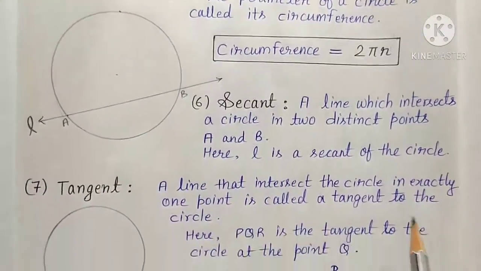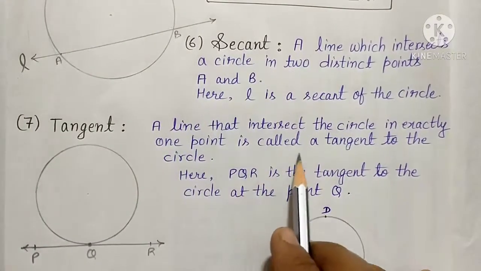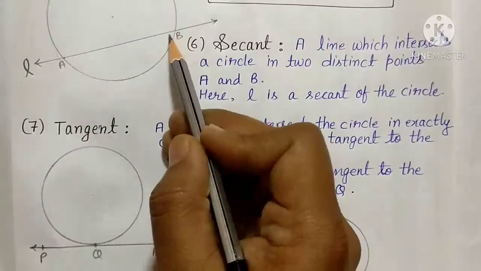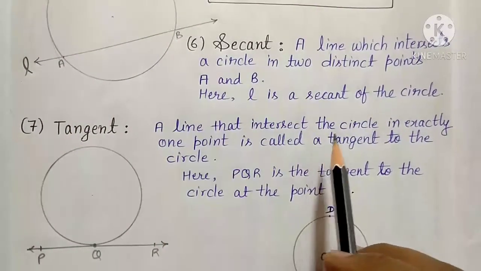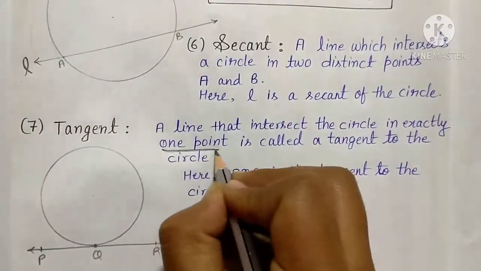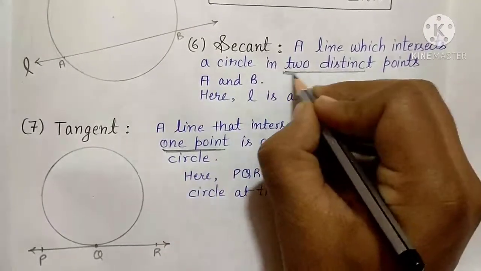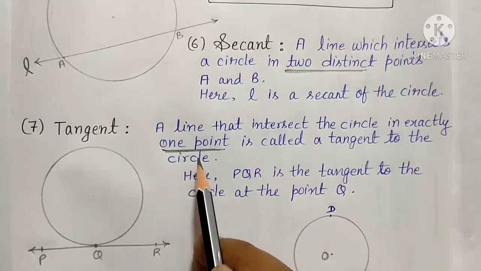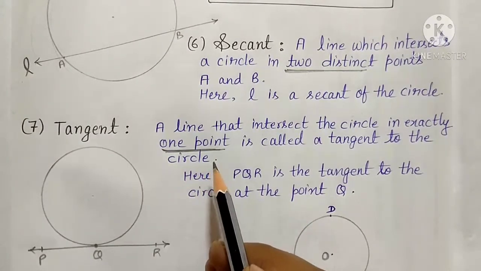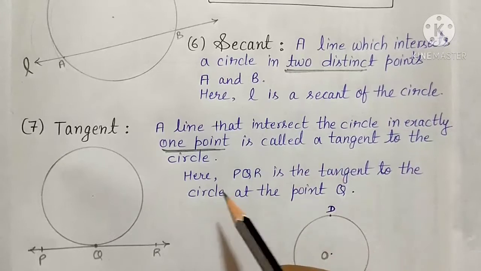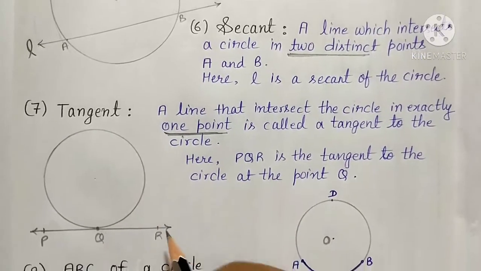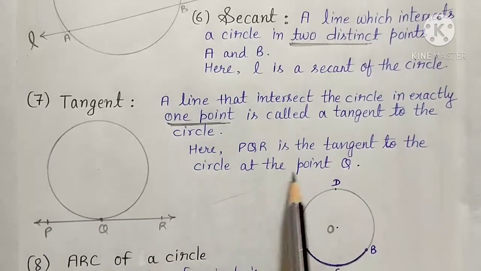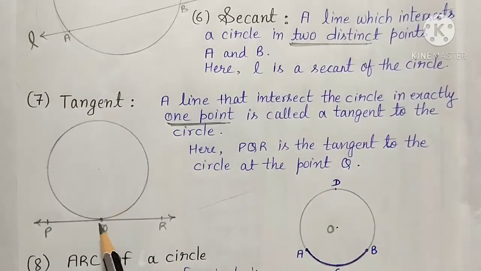Now talk about tangent. What is a tangent? A line that intersects a circle in exactly one point. A secant, we have learned, intersects at two distinct points, but a tangent intersects the circle at exactly one point only. That type of line is called a tangent to the circle. So here, PQR is intersecting this circle at point Q, so PQR is the tangent to the circle at point Q.